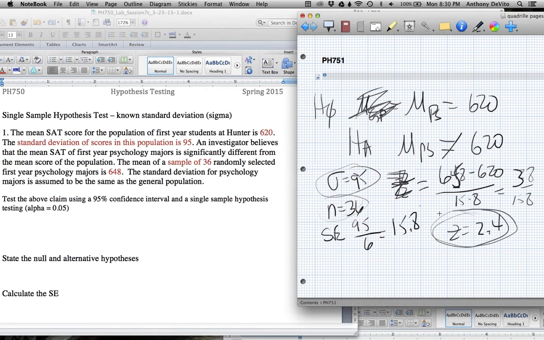Okay, so now what's the probability that I would get a z-score that far apart? Well, if I go back to my normal distribution, what's the probability that we would get that extreme a z-score? In other words, if psych majors really had a mean of 620, what's the probability that we would wind up with a result in this sample that far out? What is that p-value there? We have to go to the chart. So what is the area for negative 2.4 and positive 2.4?